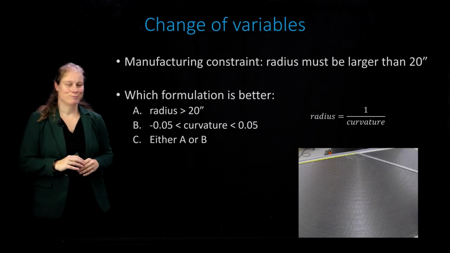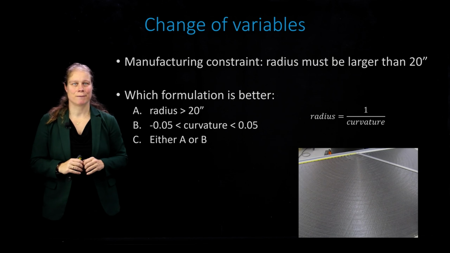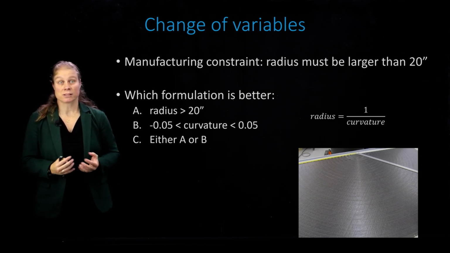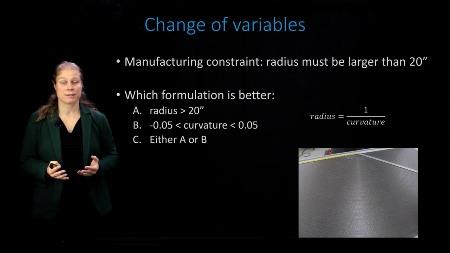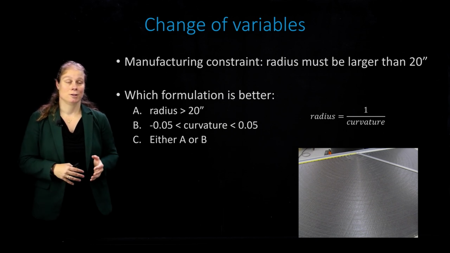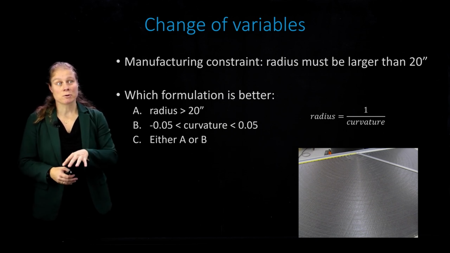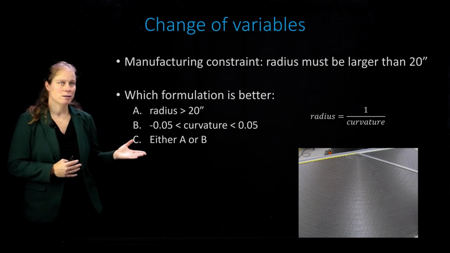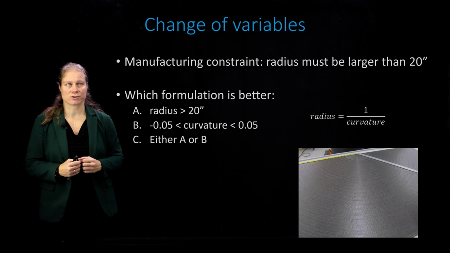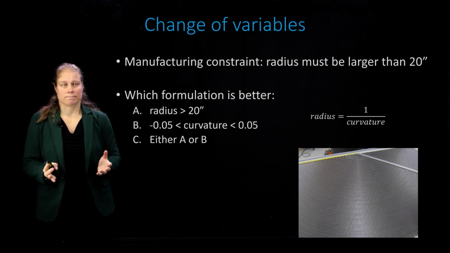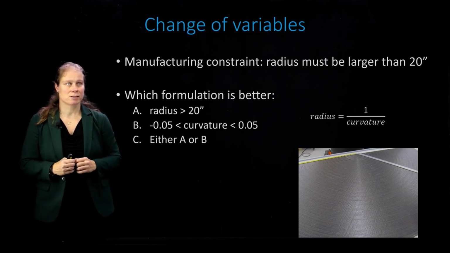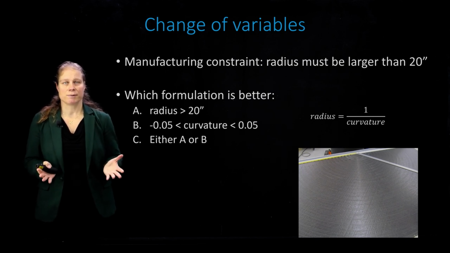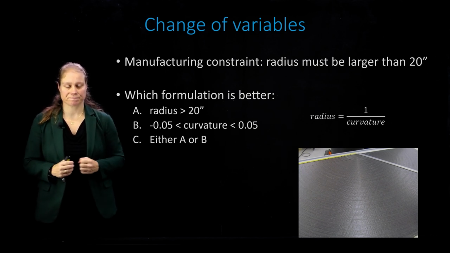Now we're going to change topics a little bit by going to a change of variables. There are multiple reasons why you might want to apply a change of variables, either to the actual variables or to your constraints. And so I picked an example here where we're looking at this steering constraint. And I've mentioned it a couple of times, and now I'm going to put a number on it. Let's say the steering radius has to be larger than 20 inches.